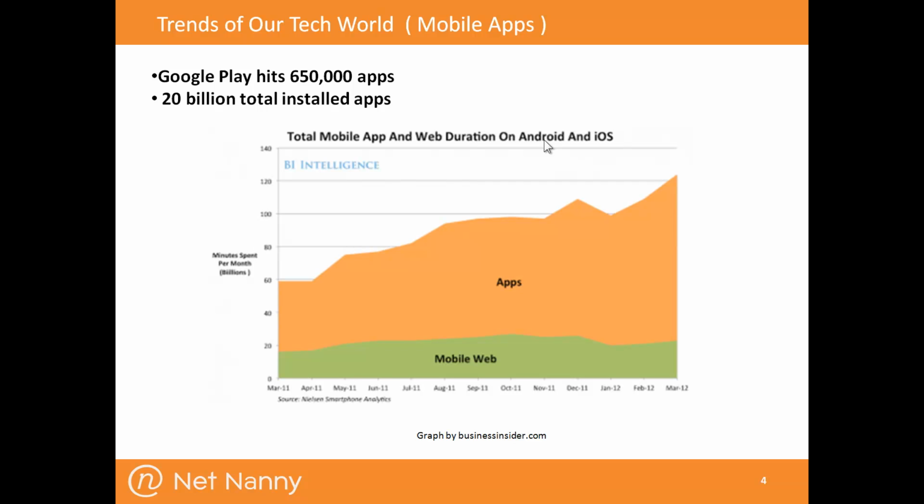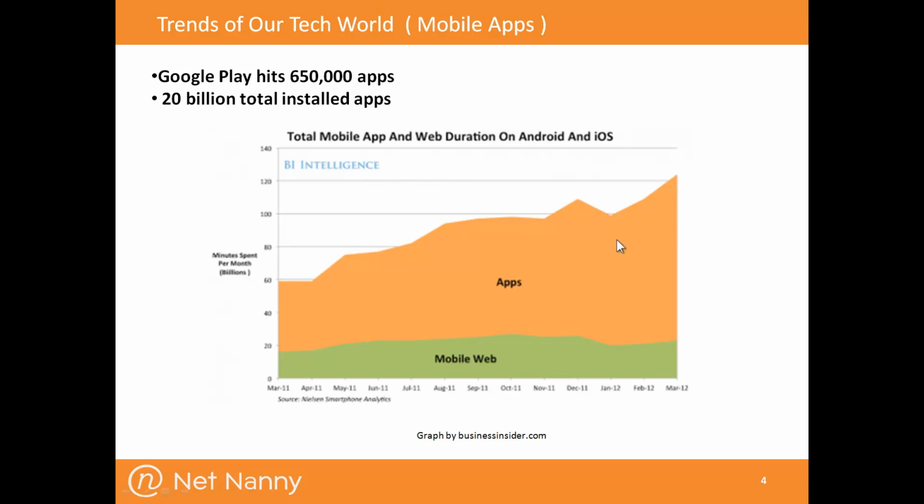I just want to talk a little bit about some mobile trends because that's today's topic. We're going to talk about protecting mobile devices with NetNanny for Android. This first slide gives some information about apps installed on Android devices. Google announced just a short time ago that the number of unique apps in Google Play now exceeds 650,000 apps. So there's a lot of unique apps out there. They also say that more than 20 billion mobile apps have been installed on Android devices.